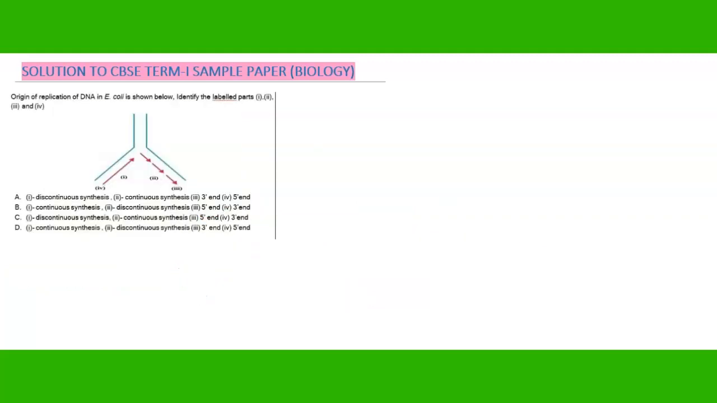This is our next problem, where they have asked for the labeling of the replication fork. Now, as per our previous knowledge, we know that this strand is continuous, which is marked by 1. So we would be labeling like this. Labeling of the arms is very, very important.